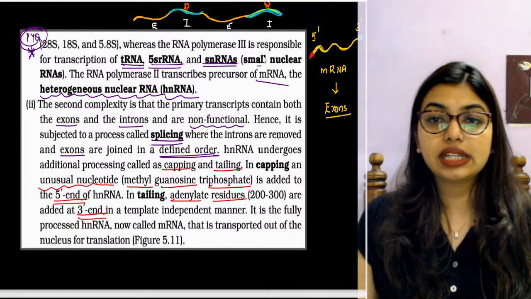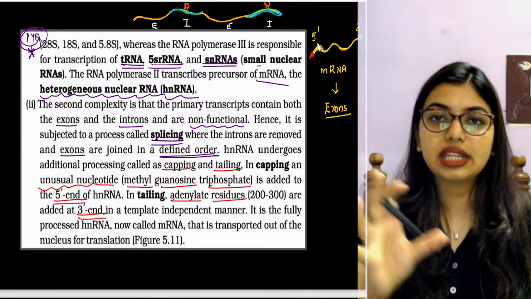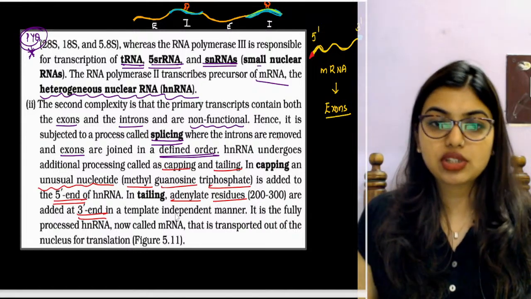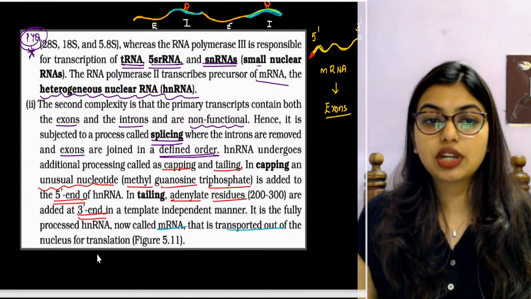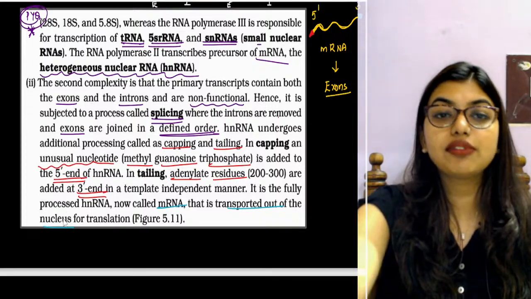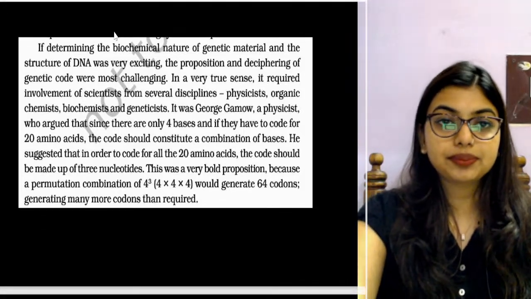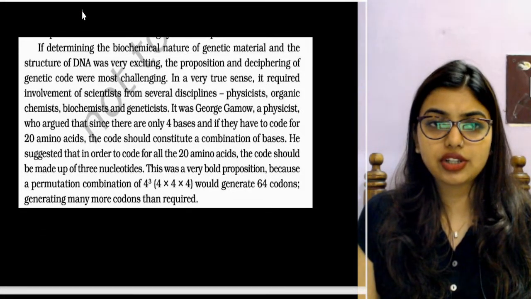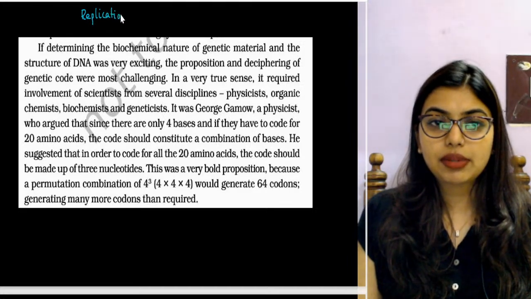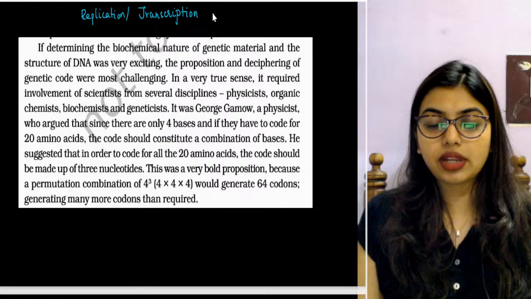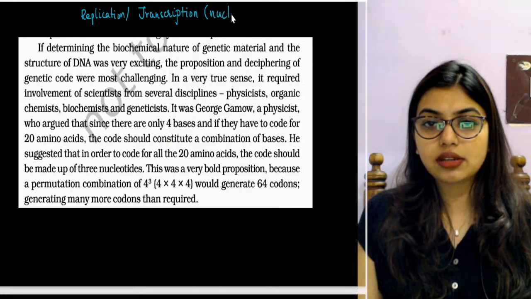They also say that capping and tailing is done so that it completes, and then it is transported to the cytoplasm, because it is the mRNA that is transported out of the nucleus for translation. So students, if the location is asked, always remember that in your central dogma, transcription mainly happens in the nucleus.